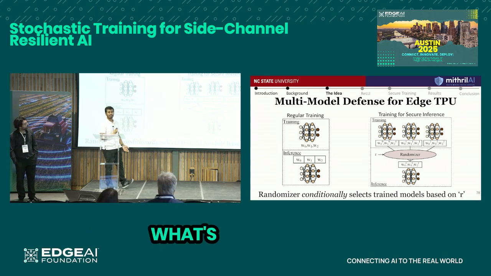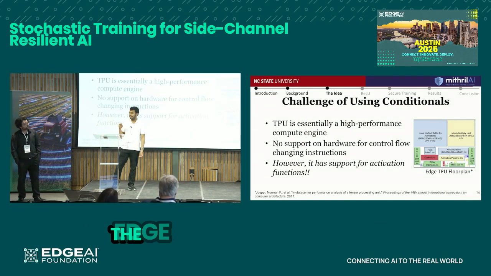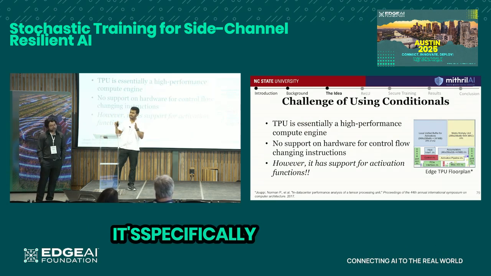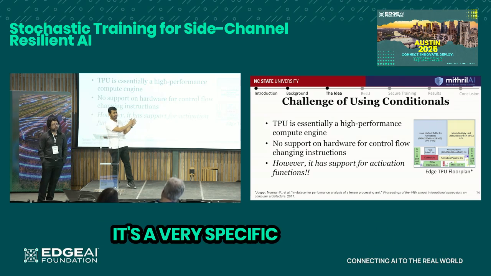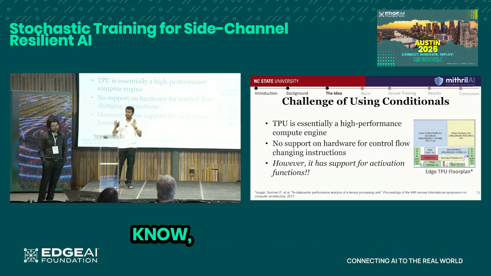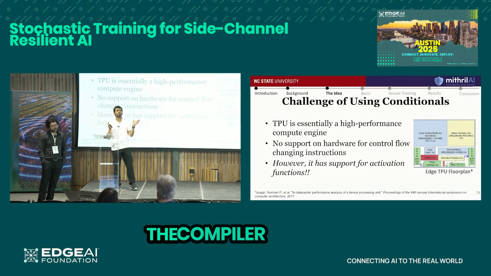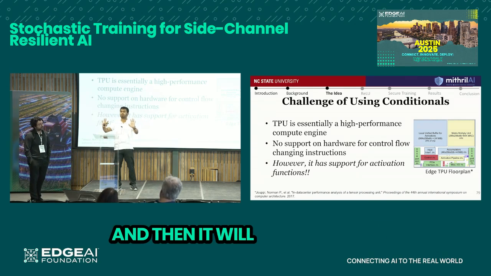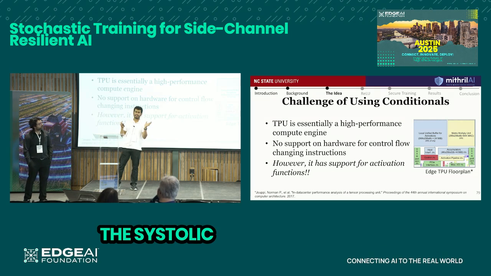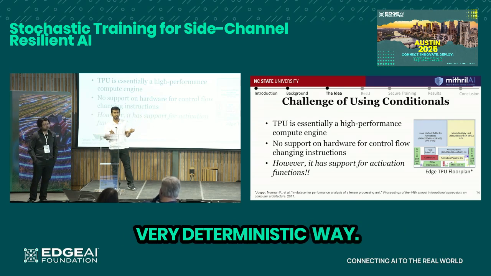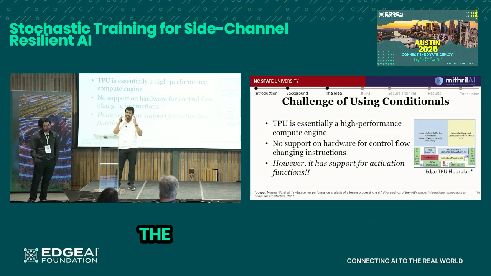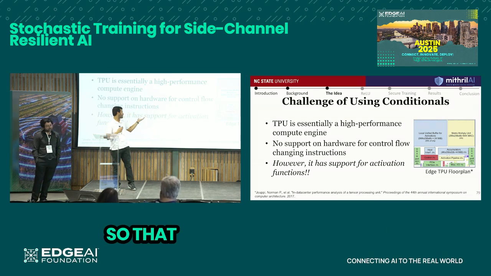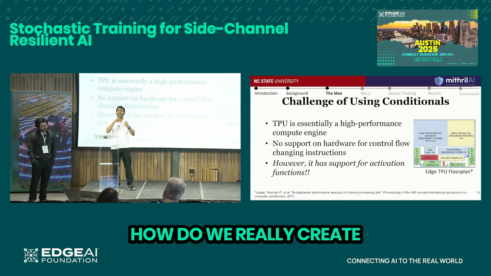Great, so we have a solution. What's the problem? Well, the problem is that the edge TPU that we are using is specifically created for machine learning, right? So this is not like a regular CPU where you can write if-else conditions and just execute them on hardware. It's a very specific hardware which has something called a systolic array, and it completely depends on the schedule that the compiler creates. So the compiler will create some kind of a schedule, and then it will push all that data to the systolic array. The systolic array will crunch these numbers in a very deterministic way, because there is no non-determinism in machine learning models, right? When we are inferring, it's the same thing that we just do many times. So that was the first problem. How do we really create that randomizer function?